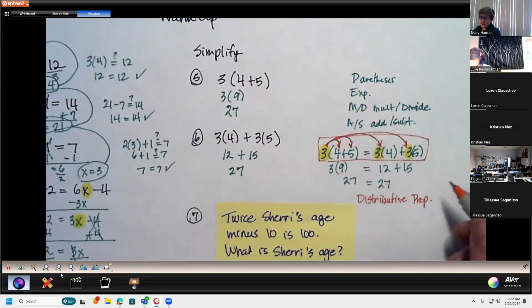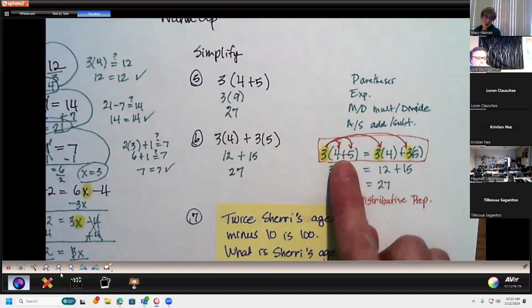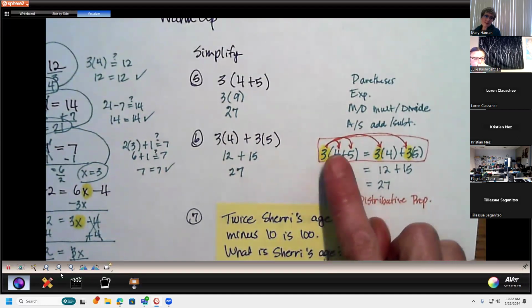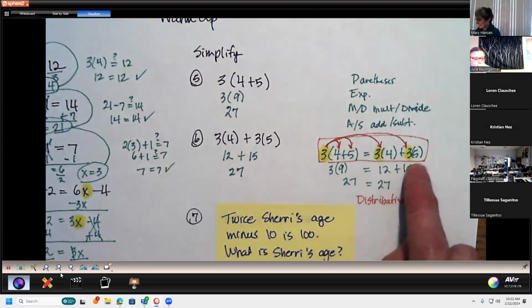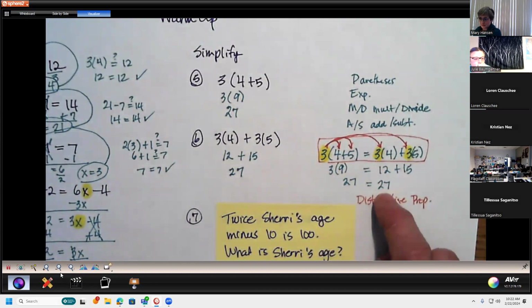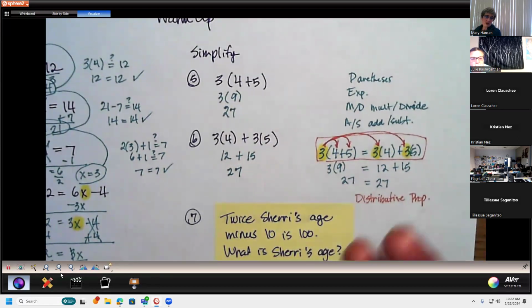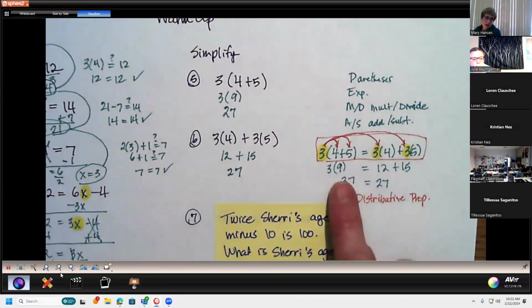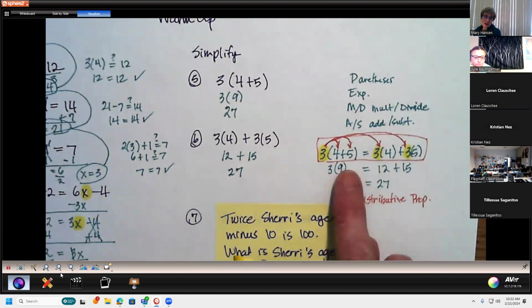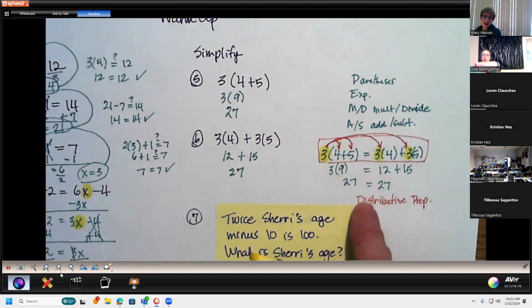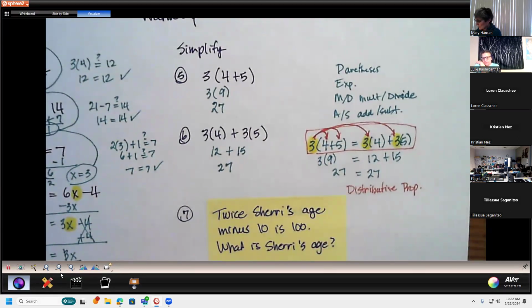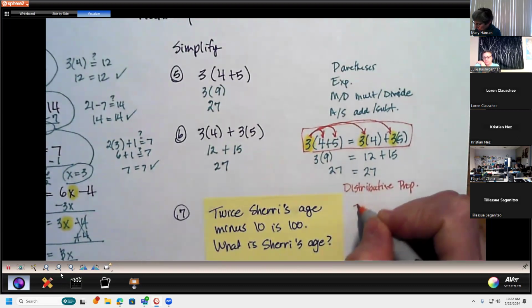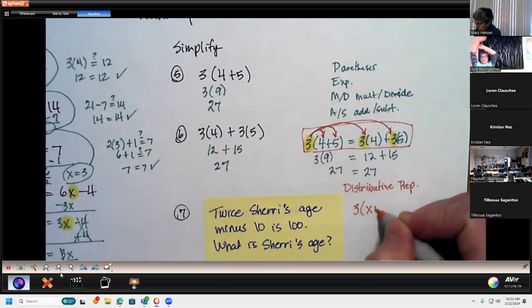Okay. And that may not be very impressive to you at this point, because you're like, well, this is really easy to do. Why would I want to put 3 times 4 and 3 times 5 to get the same answer? That seems silly. And with numbers, the distributive property isn't that exciting. But as with algebra, I'm going to show you today how the distributive property can help us when we have things like 3 times x plus 5.